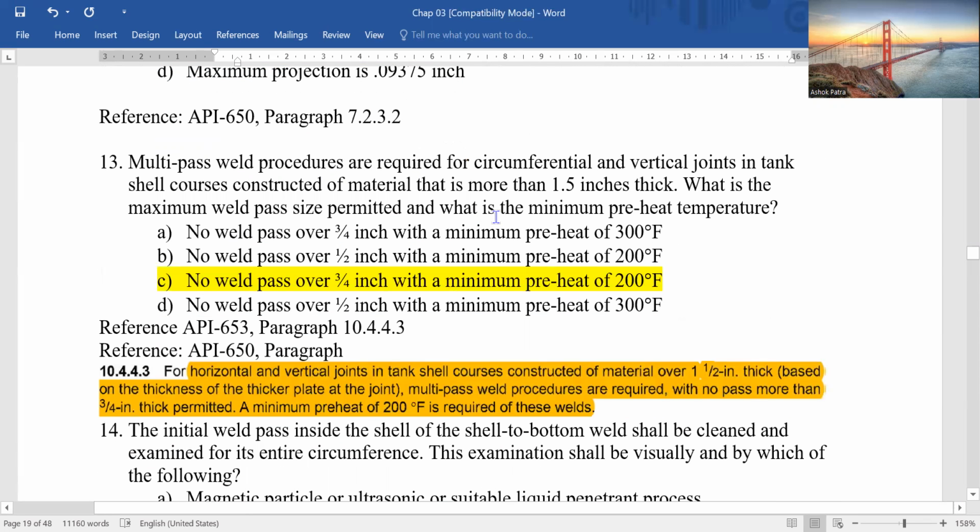Multipass weld procedures are required for circumferential vertical joints in tank shell courses constructed of material more than 1.5 inches thick. What is the maximum weld size permitted and what is the minimum preheat temperature? You see 10.4.4.3, 653. For horizontal and vertical joints of tank shell courses constructed of material over 1.5 inch thick, based on the thickness of the thicker plate of the joint, multipass weld procedures are required with no pass more than 3/4 inch thick permitted. As per 650, there is something changed, I don't know, but minimum preheat is 200 degrees Fahrenheit, 3/4 inch. This is the answer.